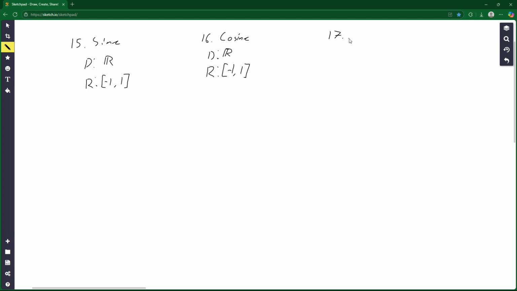17, tangent. This one is a little bit different. Domain is actually going to be all real numbers, except x cannot equal k pi, where k is an integer.